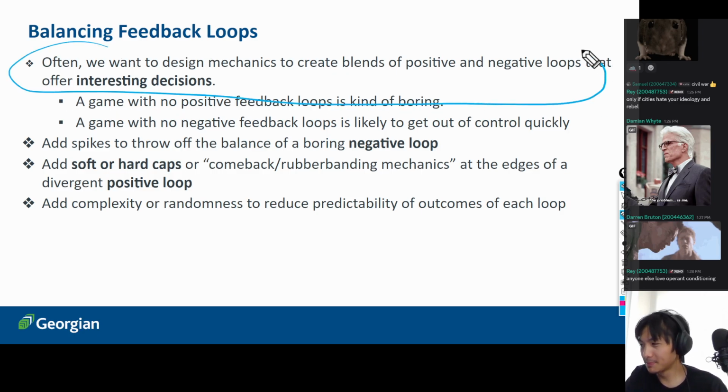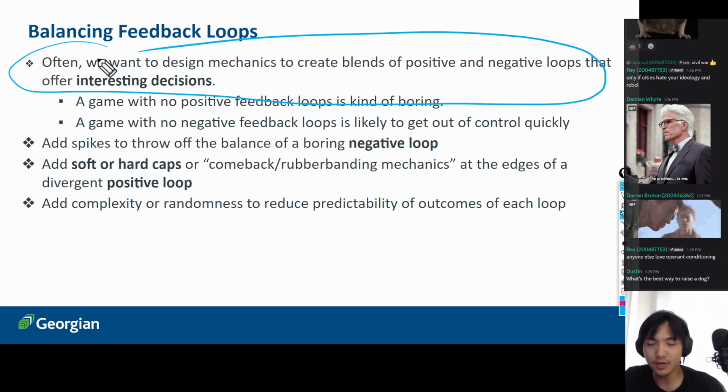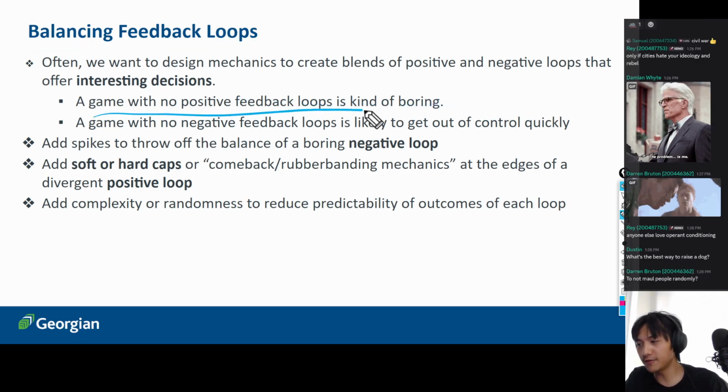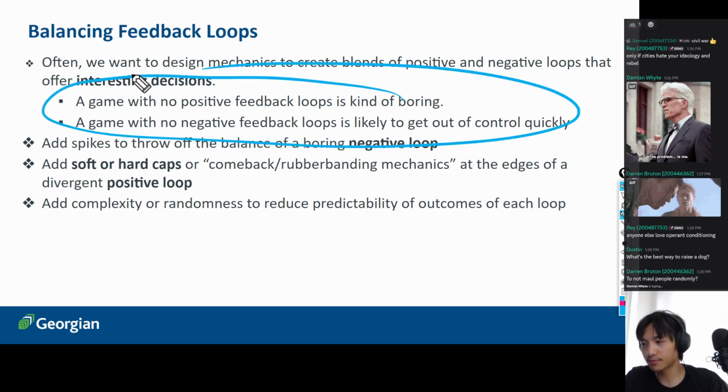So often we want to have games designed with interesting decisions that contain blends of positive and negative feedback loops. Like we talked about with that Civilization example of having soldiers, which allows you to protect your land and take other people's land, but it also costs you money to maintain them, right? A game without positive feedback loops is usually pretty boring. A game with no negative feedback loops gets out of control too quickly and quickly becomes unfun. So you do want to have a balance of both.